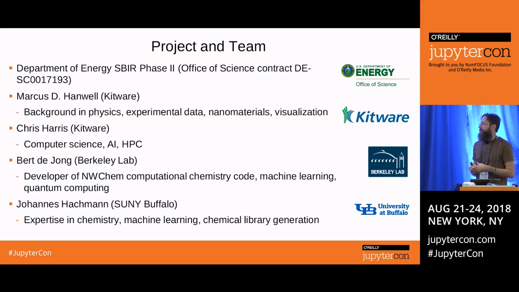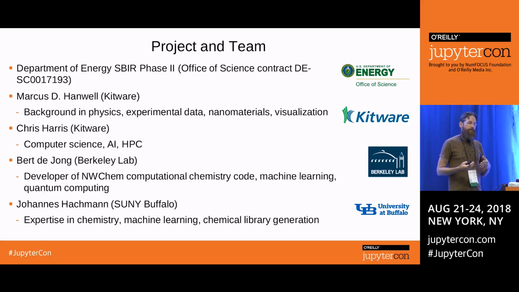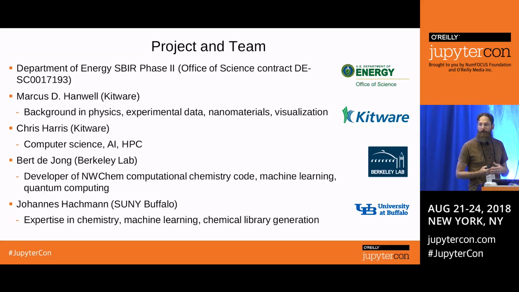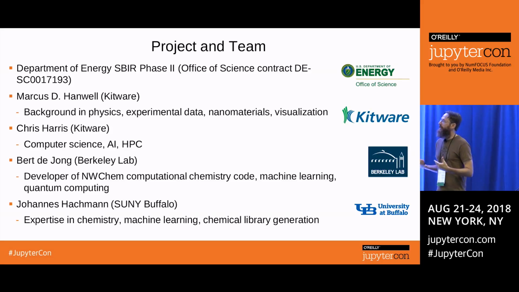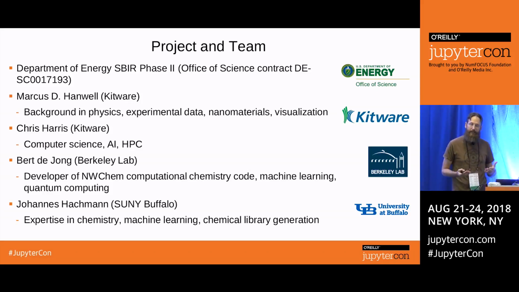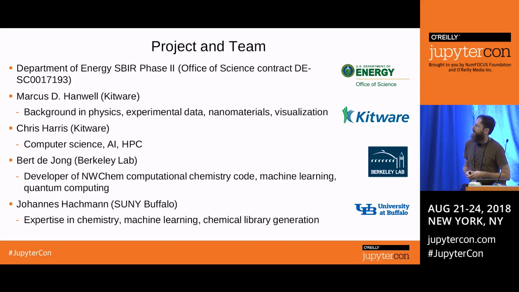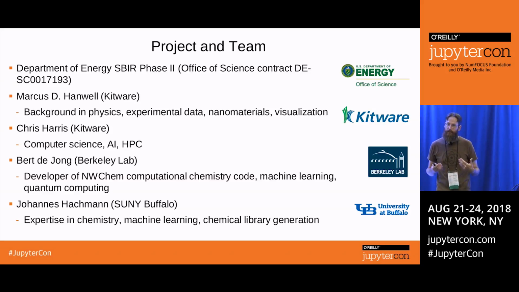So before I dive into the scientific use case, I just briefly want to mention the project and the team. This work is supported by the Department of Energy through their SBIR program. We completed a phase 1 last year, so much of the work that we present here is from that phase 1. And we are just ramping up on a phase 2, and so we have another 2 years of work left. The project is led by Kitware, and we have 2 collaborating institutions, Berkeley National Lab and the University of Buffalo, and they're providing much of the domain expertise in terms of quantum chemistry and machine learning.